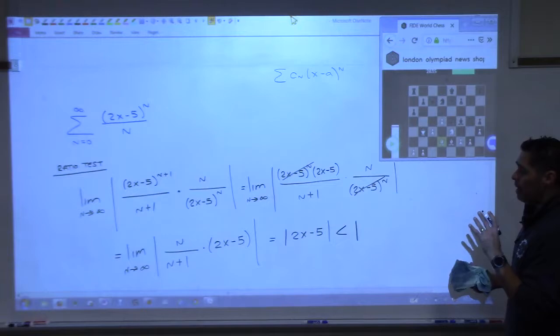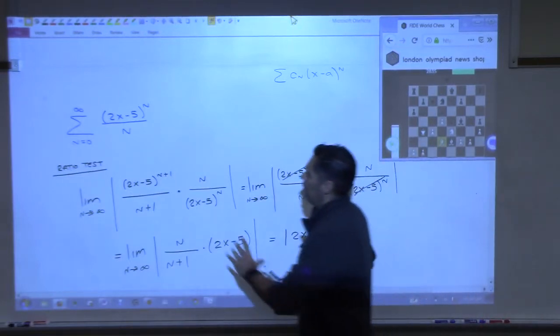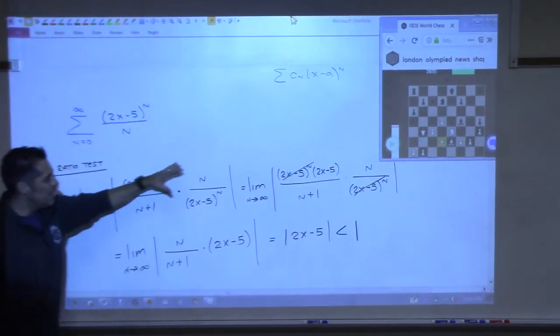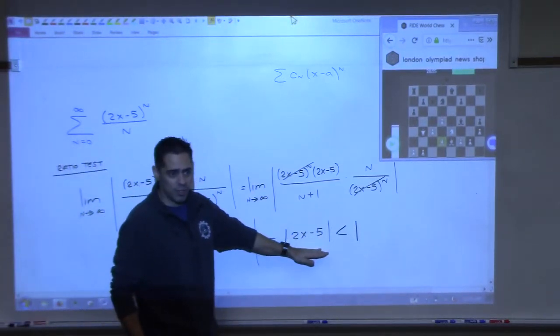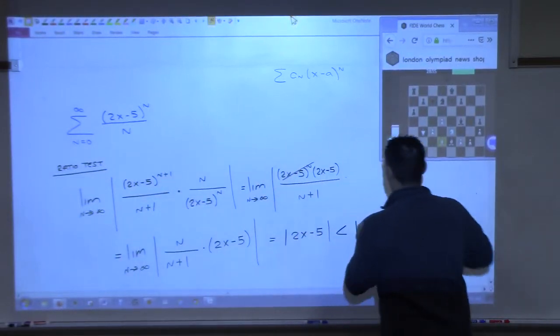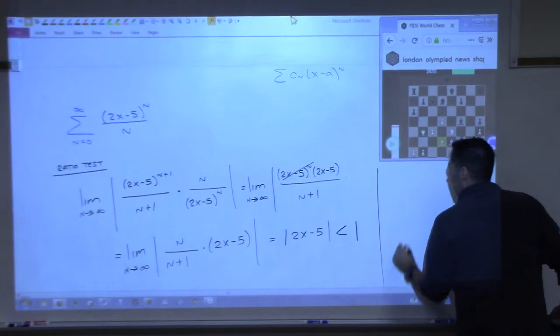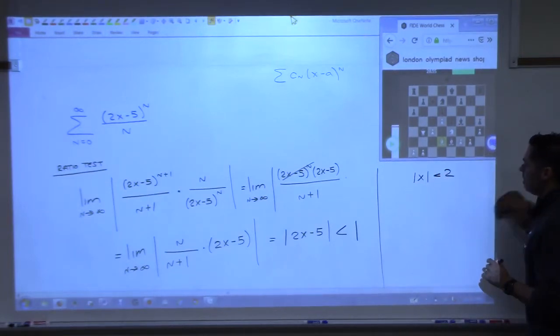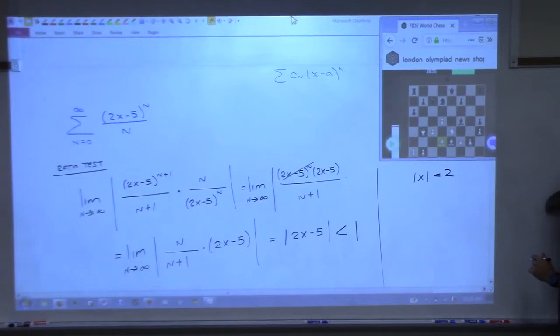Let's go. Okay, so the question was, does this converge? We said yes at 5 halves. We said, well, where else? Well, let's do a ratio test. It'll converge so long as this inequality is true. Now, quick review. If I say the absolute value of x is less than 2, does anybody know how to rewrite this without an absolute value?